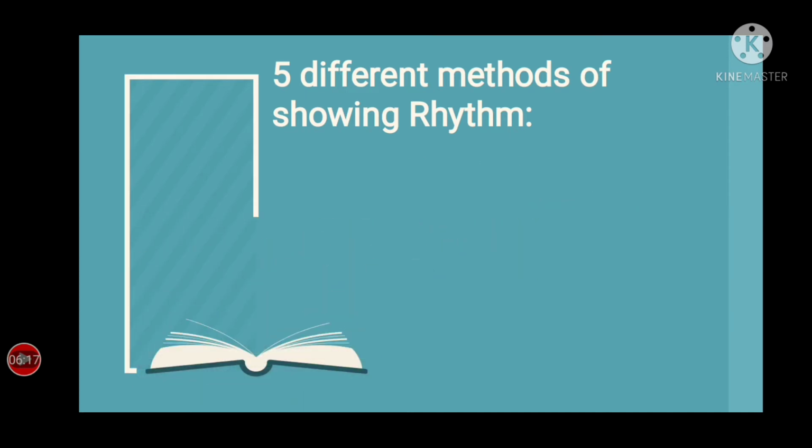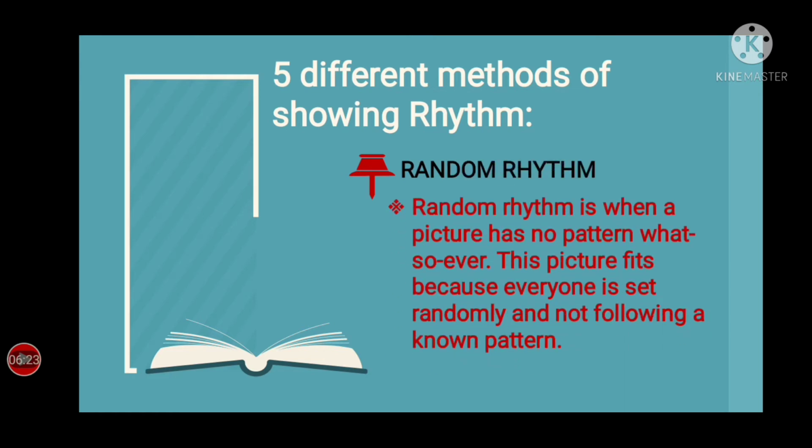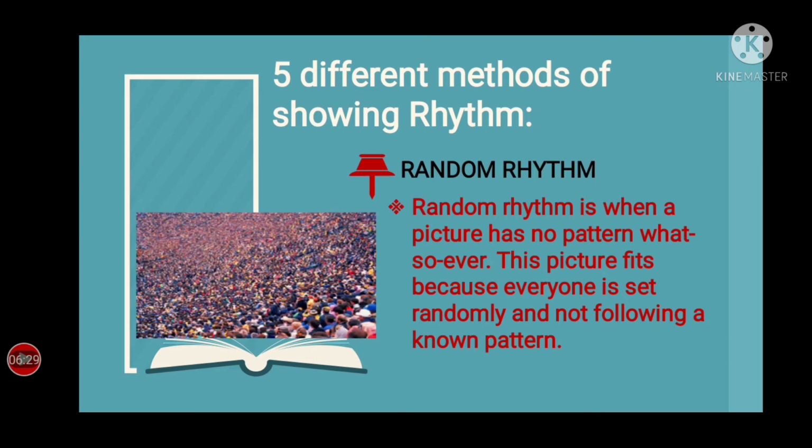And another one is random rhythm. When we say random rhythm, it is when a picture has no pattern or whatsoever. This picture fits because everything is set randomly and not following a known pattern. There is no pattern, but there is a set of random patterns.